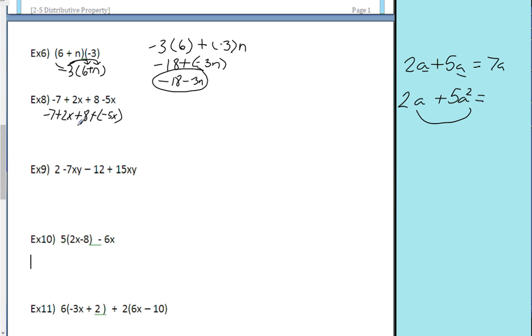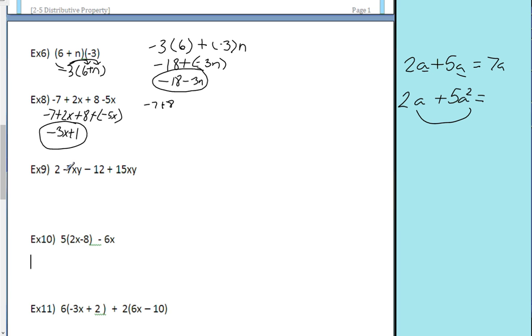In algebra, we like writing letters first, so let's add our letters first. 2x plus negative 5x. They're different colors, so it's negative. Negative 3x. Negative 7 plus a positive 8 makes a positive 1. Remember, negative 7 plus positive 8. Those are red, those are yellow. That's rule number 2. That means you subtract them and take the sign of the bigger number. So you end up with this. Negative 3x plus 1.